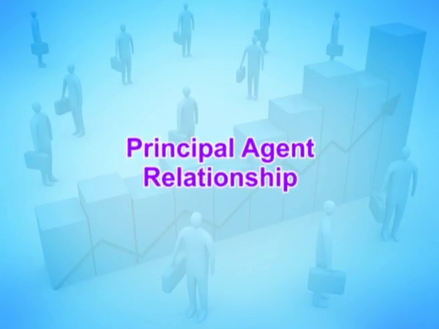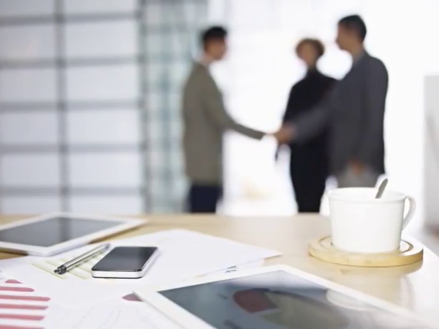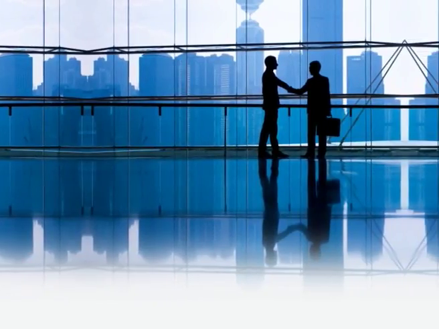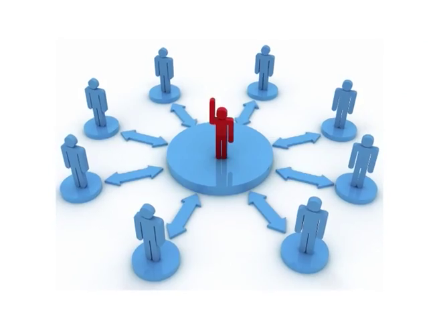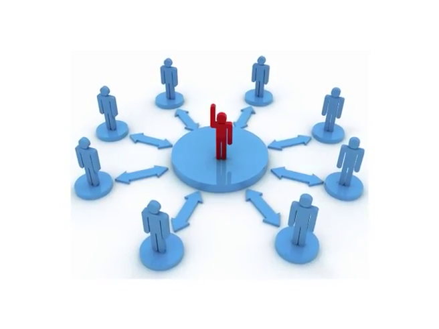Principal-agent relationship. There must be an agency relationship between the partners. Every partner is the principal as well as the agent of the firm. When a partner deals with other parties, he or she acts as an agent of other partners, and at the same time, the other partners become the principal.